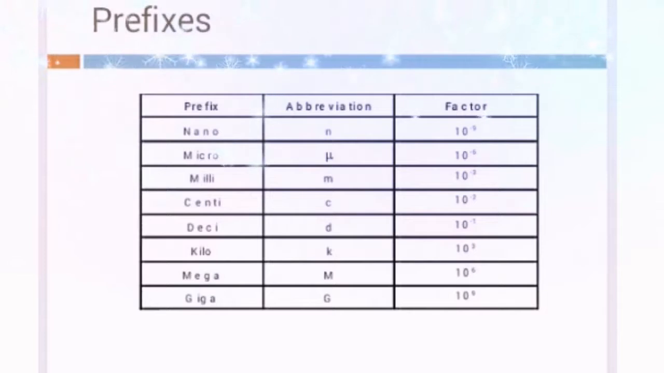The order is as follows from the smallest to the biggest. Nano means 10 to the minus 9. The abbreviation is small letter n. Micro, 10 to the minus 6. Milli, 10 to the minus 3. Centi, 10 to the minus 2. Deci, 10 to the minus 1. Kilo, 10 to the power 3. And mega, 10 to the power 6. As well as giga, 10 to the power positive 9.